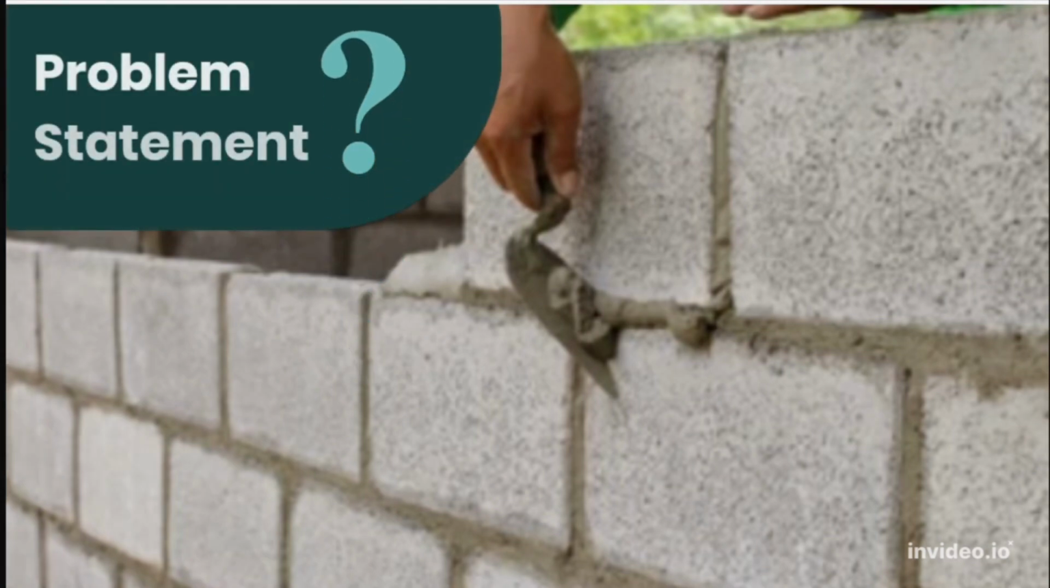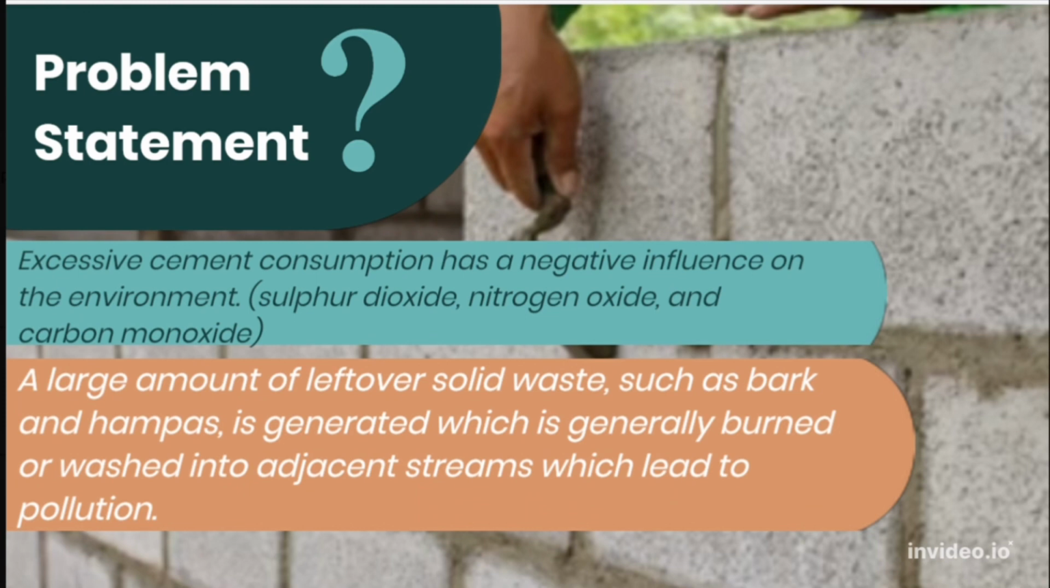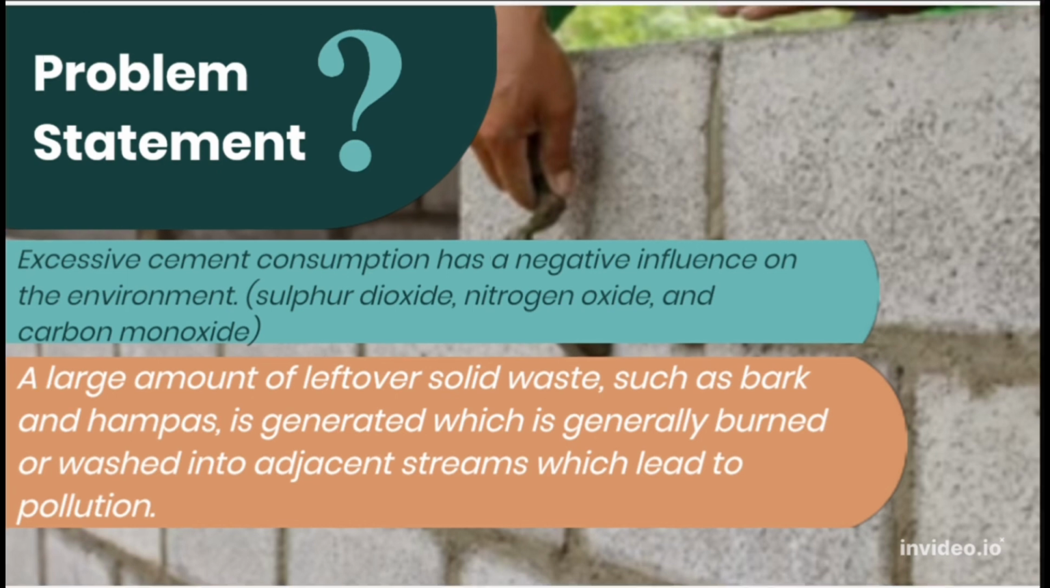There is a problem with brick production, as excessive cement consumption, such as sulfur dioxide, nitrogen oxide and carbon monoxide, has a negative influence on the environment. In other cases, a large amount of leftover solid waste such as bark and hampers is generated, which is generally burned or washed into adjacent streams, which has resulted in pollution and health risks. As an alternative, this study is being carried out to evaluate the availability of SFW as a replacement for cement in brick, hence decreasing pollution.